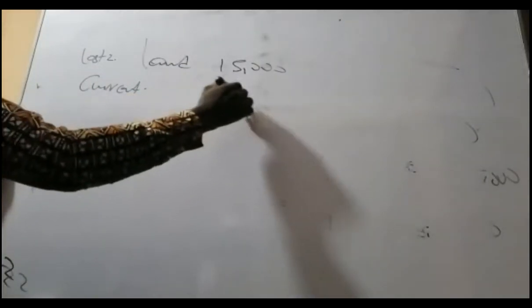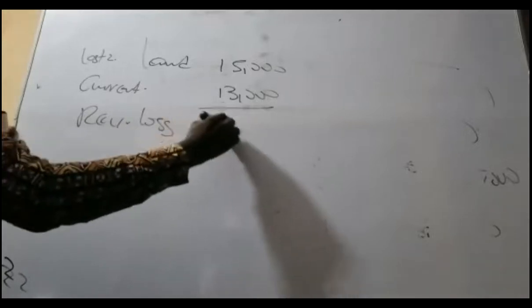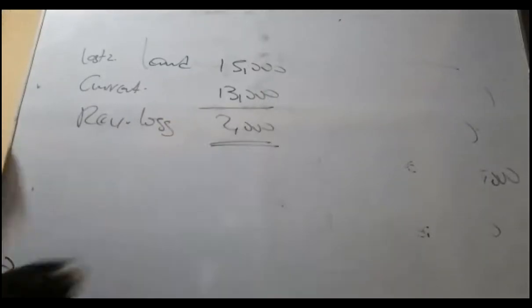Good. Now the land value previously, let's say last year, it's the last 2 years, was 15,000. Currently, the current value is what? 13,000, right? So that means previously in the books they had what? A loss, right? So there's a revaluation loss of what? 2,000. Good. So that's what they are telling us.